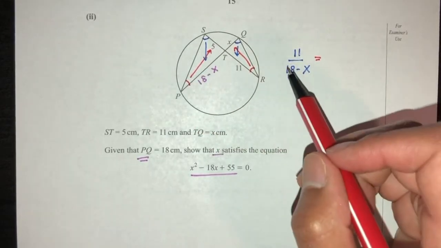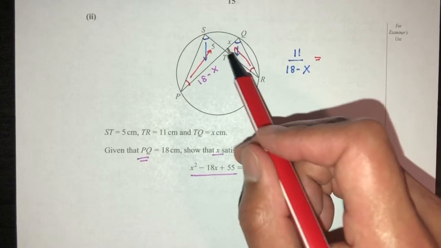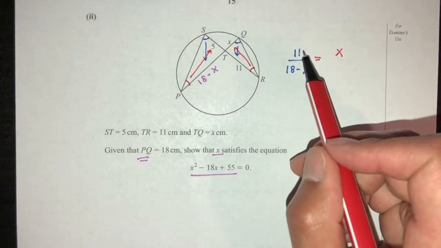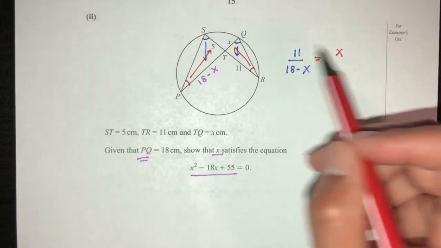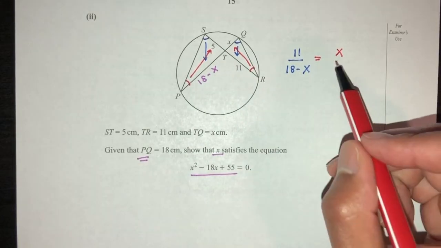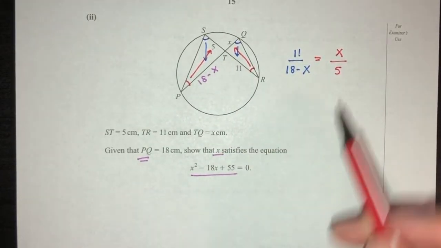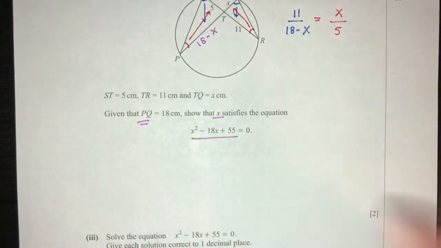Sorry, 11 was on top for this small one. So we take the same part, which for the small one will be X on top. The reason why X is on top is because we begin with this small triangle first, so we have to put X on top, 11 on top, divided by this side, which will be 5. As you can see, we have an equation in terms of X. We can solve to find this.